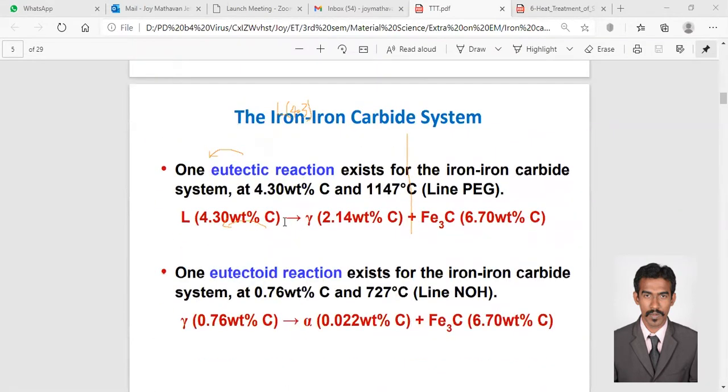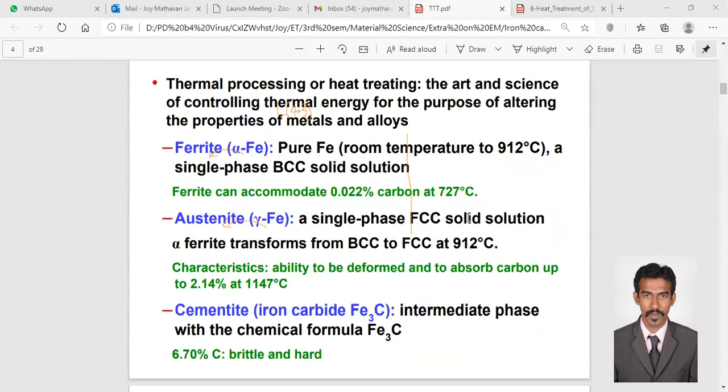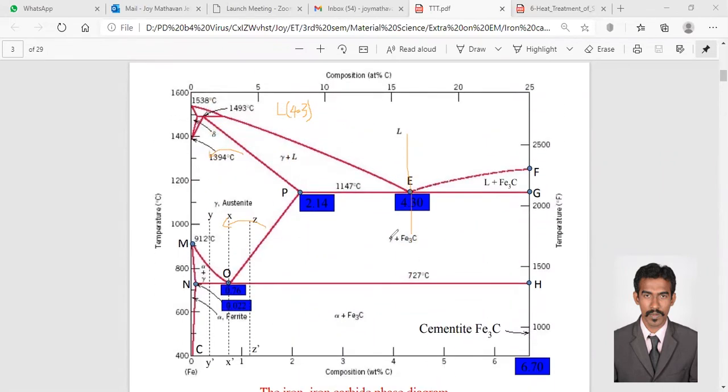That will turn to gamma 2.14 and Fe3C, which we will see here. This gamma 2.14 and Fe3C 6.7, and this is L 4.3. This line we are now talking about. The transformation is occurring along this line, not this way or this way, along this line.